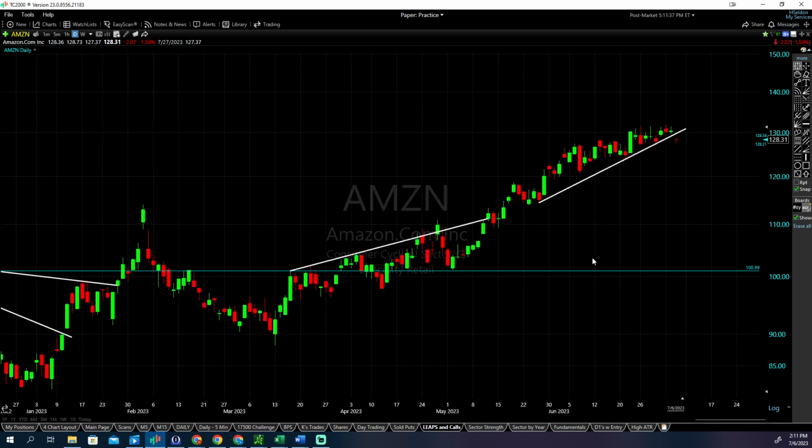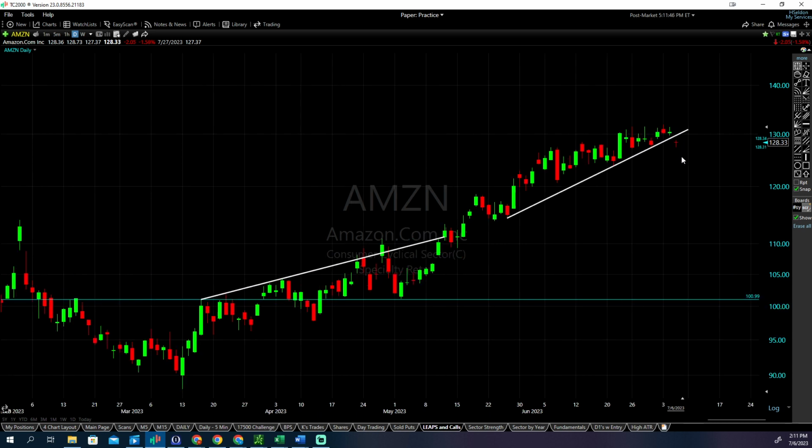See that? Here, the line on Amazon comes up. Very nice. Good. Now today it broke below, right there. There it is. Broke below that line. See it? There you go.